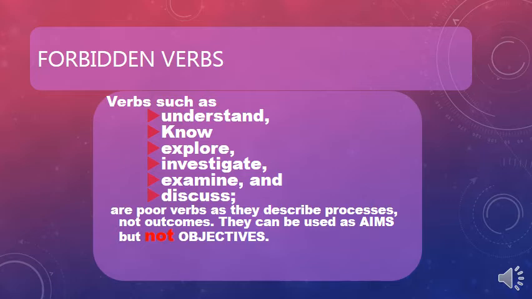Those are poor verbs, as they describe processes, not outcomes. They can be used as aims, but not objectives. One of the biggest things you're looking at is that they describe a process, not the outcome. You want to make sure that you're describing the initial outcome, what initially you're going to be looking at, versus saying, I'm going to understand this, or I'm going to know this, or I'm going to explore this, which then leaves everything kind of up to chance.